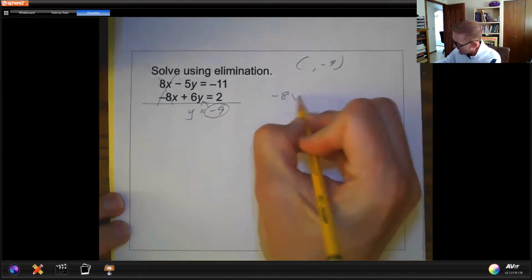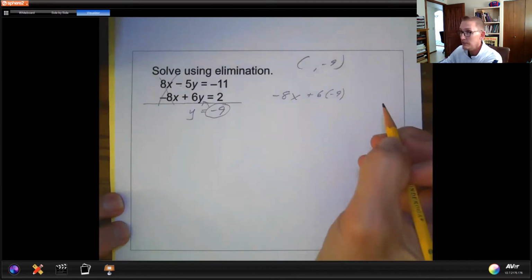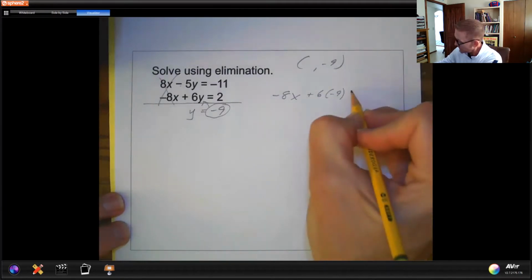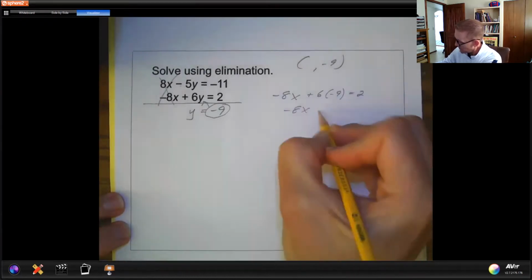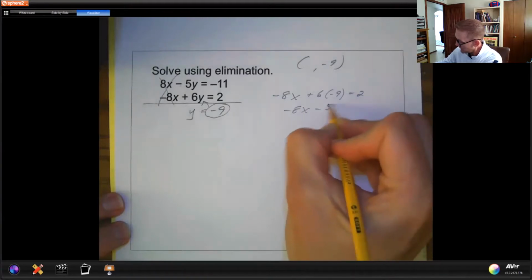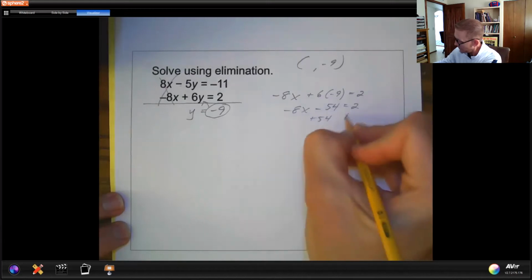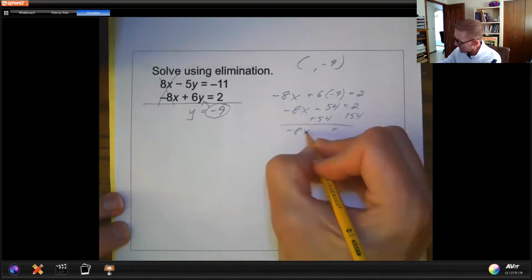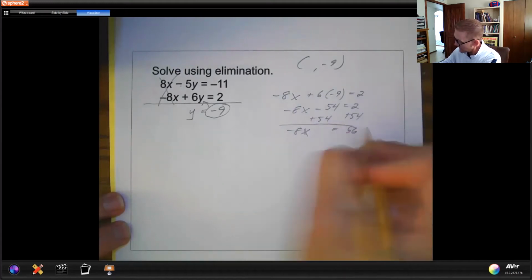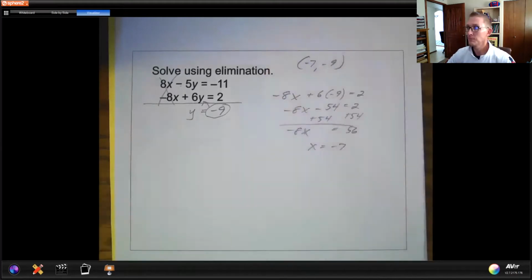So that becomes -8x plus 6 times -9 equals 2. So -8x minus 54 equals 2. Add the 54. -8x equals 56. So x equals -7. And there's the solution to your system.